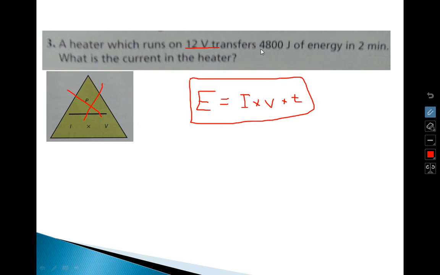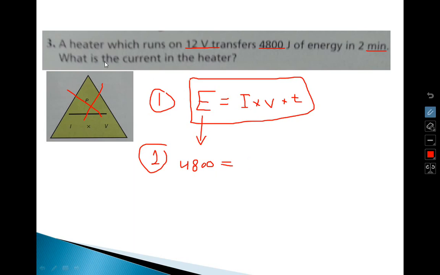So energy is what? We have 4800. Now first step, always use this way. First step, write the formula. Second one, substitute the values. So the value of E is 4,800 joules of energy in 2 minutes. So time must be in what? In seconds.